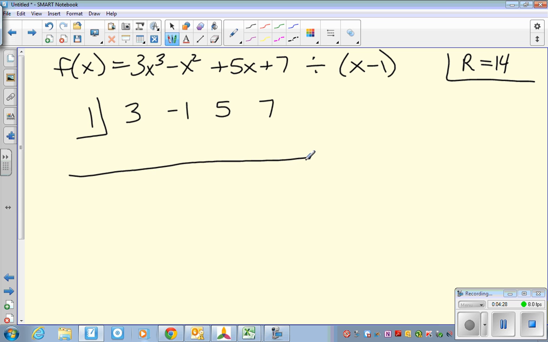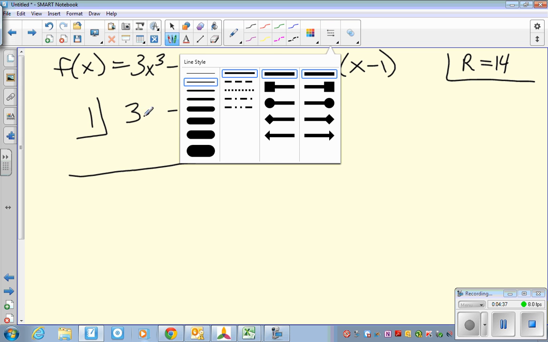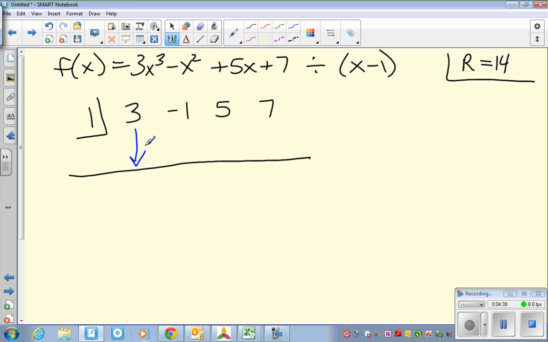And then we're going to set it up like this. Hopefully this looks familiar to you. You should have done this in Algebra 2, so this should be somewhat of a refresher. We're always going to carry this first number down, no matter what.